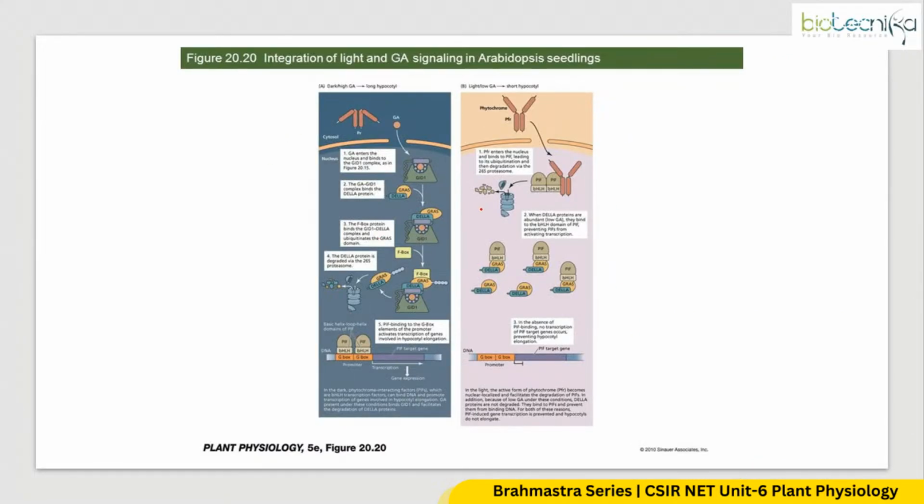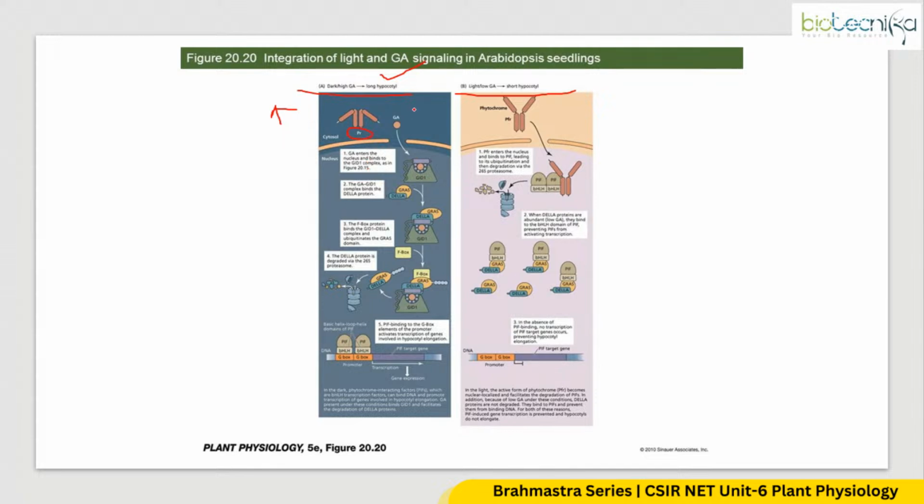So, what does this image indicate? Two conditions. The first condition is the dark phase. The second condition is the light phase. This is the integration of light and GA signaling in the Arabidopsis plant. In the dark phase, you will always find gibberellic acid present in higher concentration. If that is present in higher concentration, obviously you can expect a long hypocotyl. Phytochromes in the dark are inactive, so they exist in the PR form.